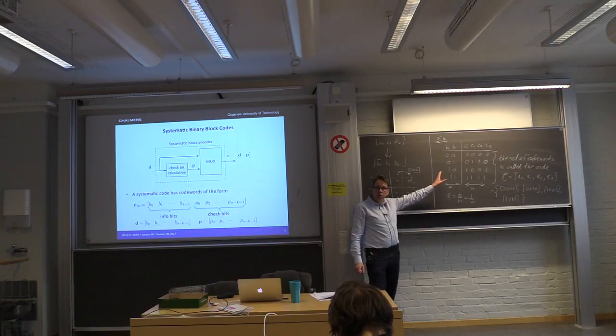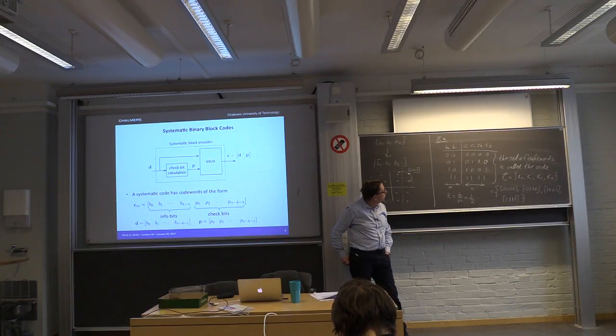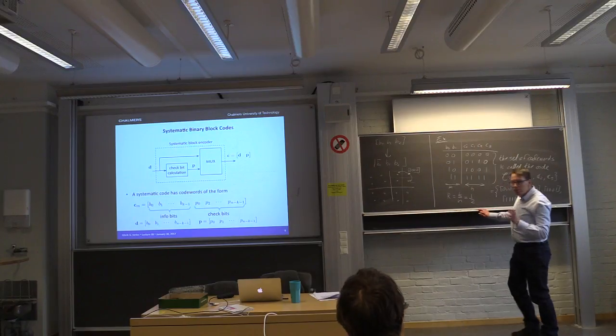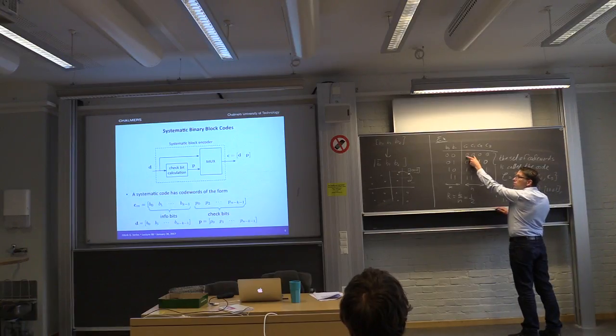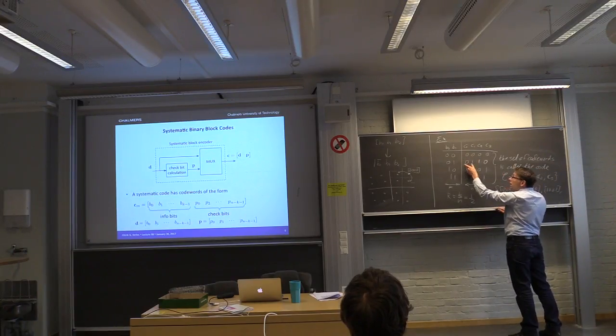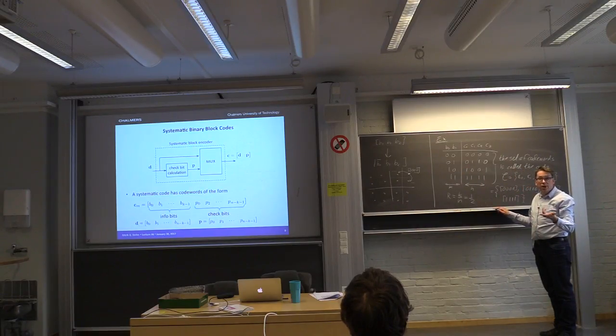Here, this particular code, is it a systematic code? You see the structure here, right? The only thing that matters for the question of whether this is systematic or not is whether the first bits are the information bits, and we see that that is the case here, for all of these. So this is indeed a systematic code.